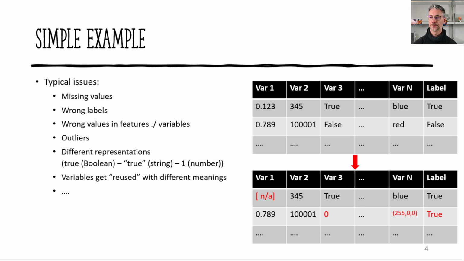So, for example, the true/false in variable 3 may be indicated as a boolean, or as a true as a string, or 1 as a number. So all of those represent the same information, but for a computer they look very different. It often happens that variables get reused with different meanings, and maybe that was convenient as a quick hack, but if others are not aware, that can lead to potential issues as well. So there are a lot of things that we need to think about to future-proof our data and to make sure that we can use them for analysis.